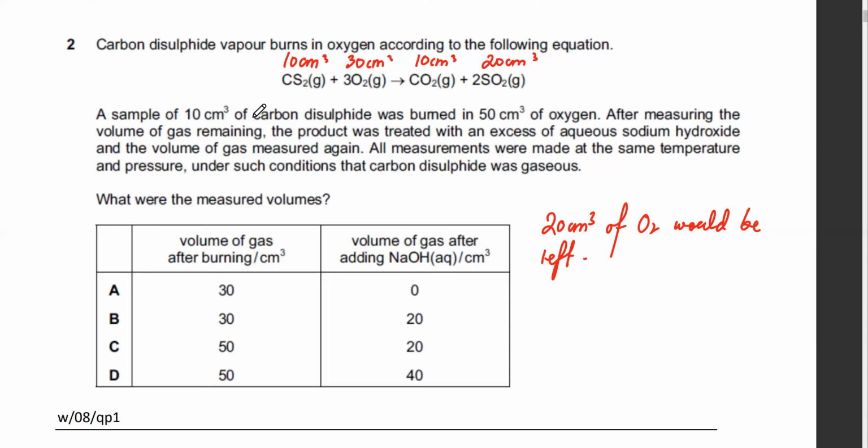Then after measuring the volume of gas, the product was treated with aqueous NaOH. And I said, what else would you have? You'll have the leftover oxygen plus you'll have your products that are being formed. So there's 10 cm3 of CO2.